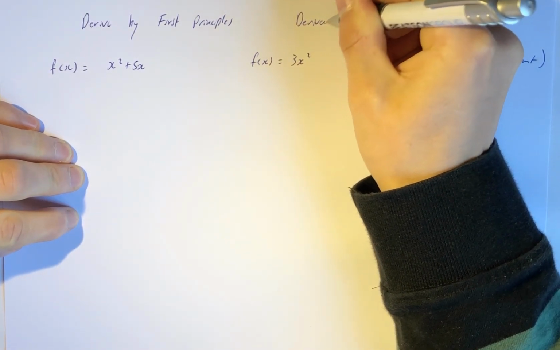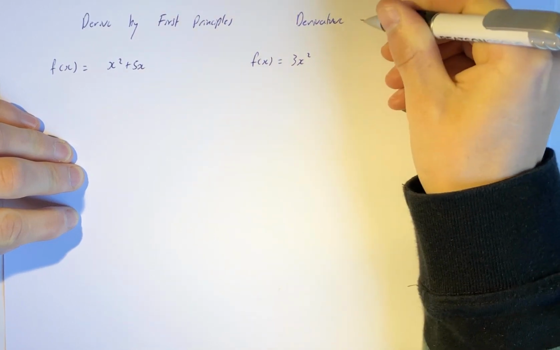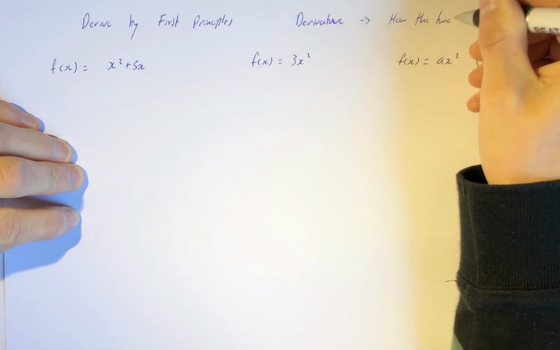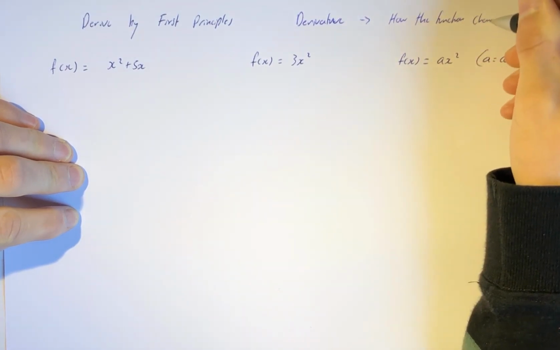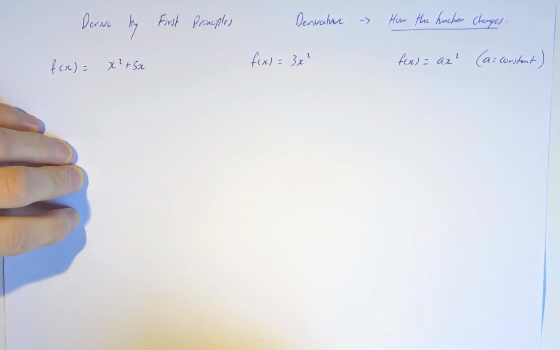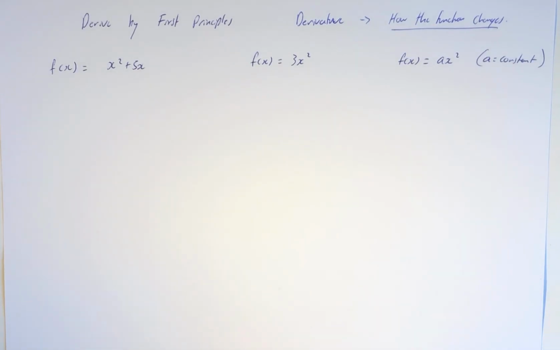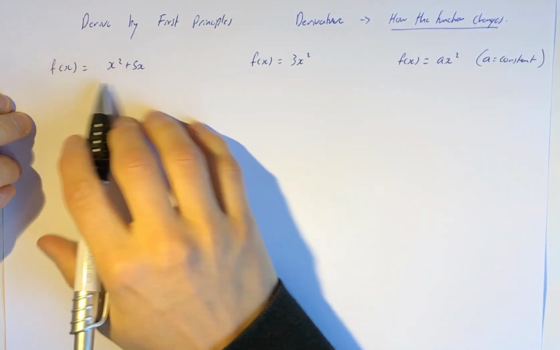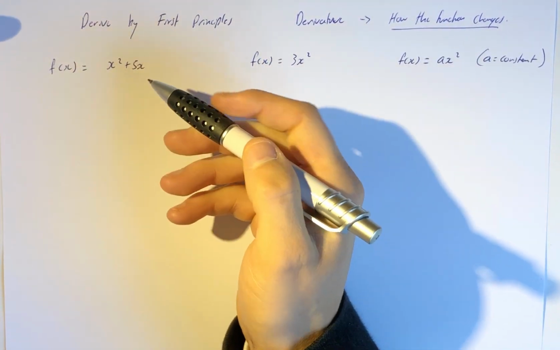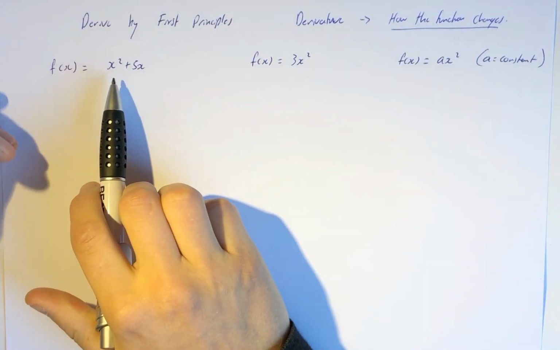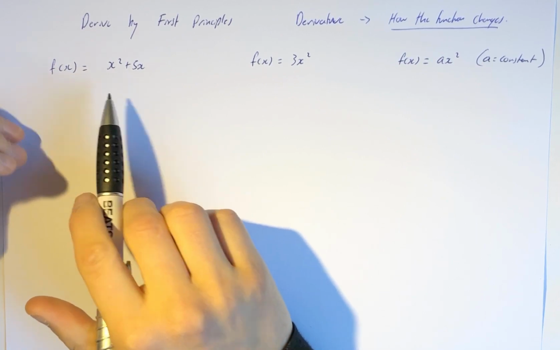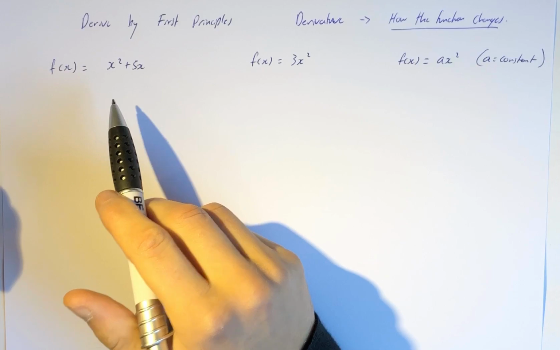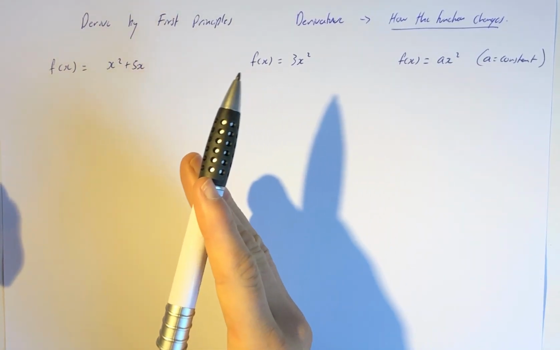So the derivative is just telling us how the function changes. So if this was a function of, I don't know what this could be, this could be just a ball flying through the air. So this could be its arc through the air, for instance. I want to know how it's changing at each point.